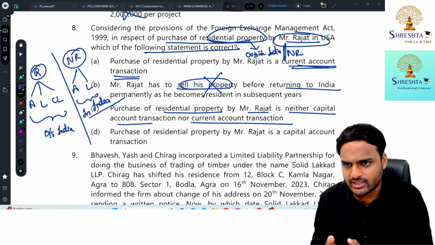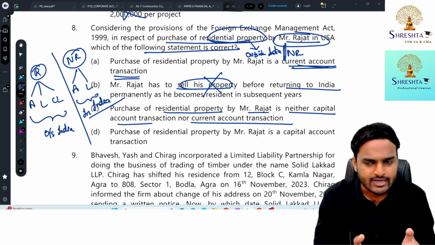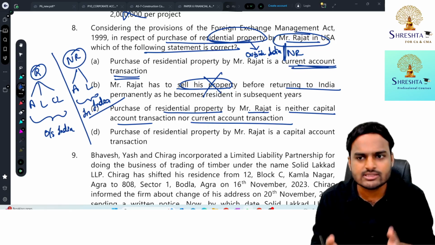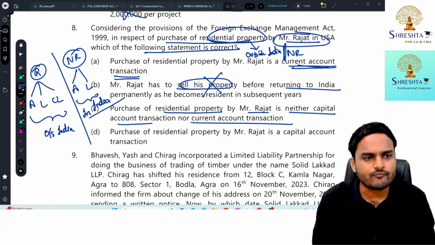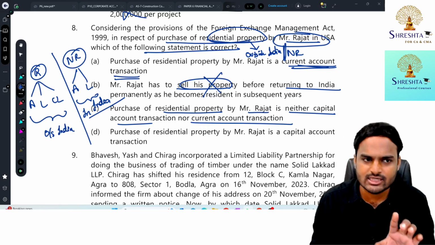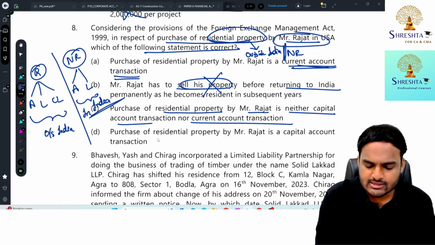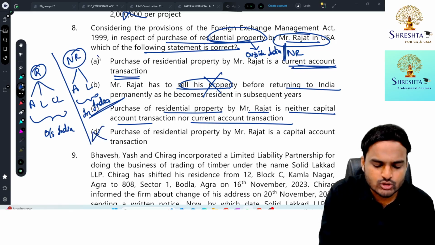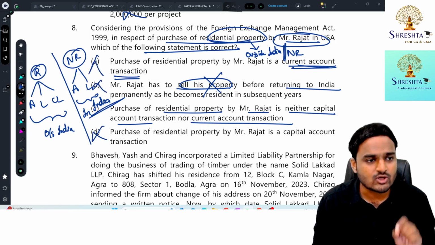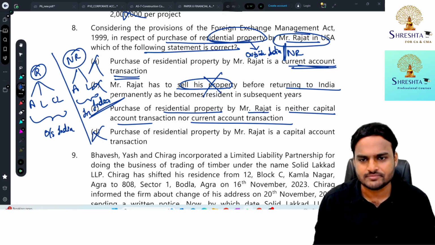Transaction is not happening in India. And next one, transaction is not done by a person resident in India. So therefore, FEMA provisions are not applicable to the transaction. I told you, right? So C is the correct option. Next one, purchase of residential property by Rajat is a capital account transaction. Already I told you, these all are incorrect options. Only C is the correct option.